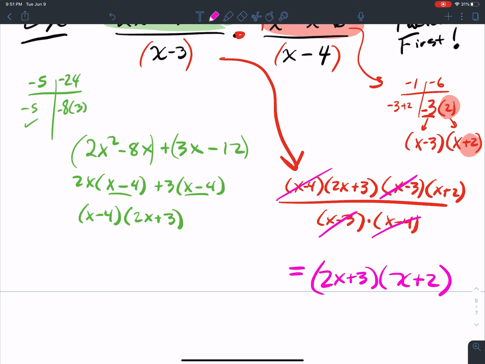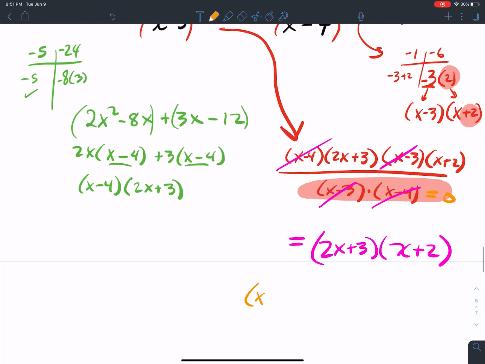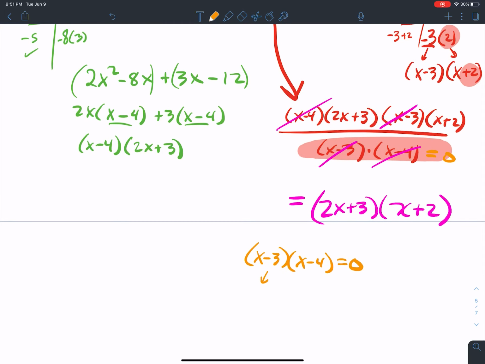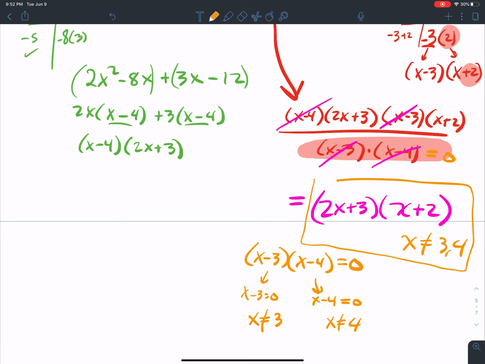But wait, I've broken my golden rule. Before I simplify, I have to set the denominator equal to 0. So set the denominator equal to 0. So x minus 3 and then x minus 4 equal to 0. What are values we got to watch out for? We got to watch out for x minus 3 equal to 0 and x minus 4 equal to 0. That happens when x is equal to 3 and when x is equal to 4. So as long as x does not equal 3 or 4, we're good to go. This is our solution right here.